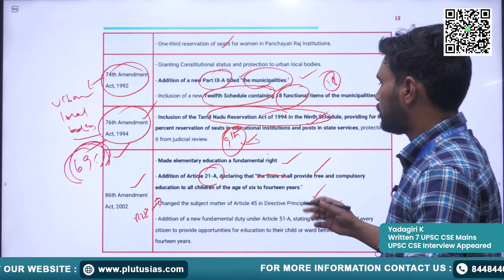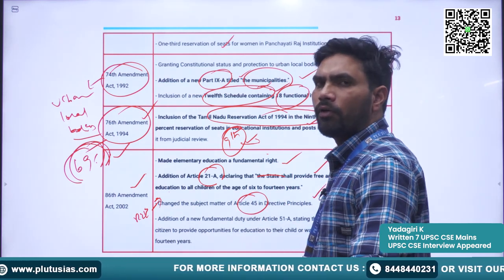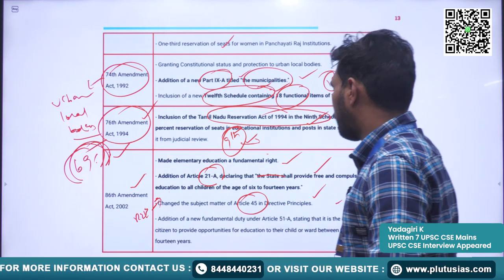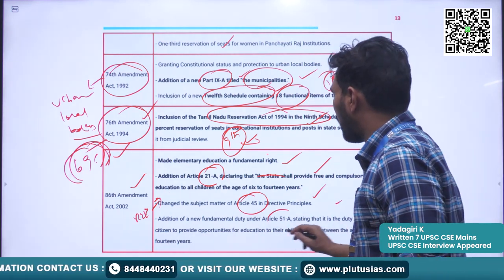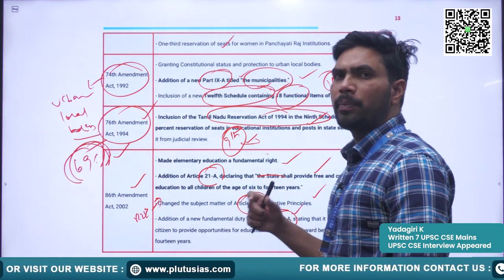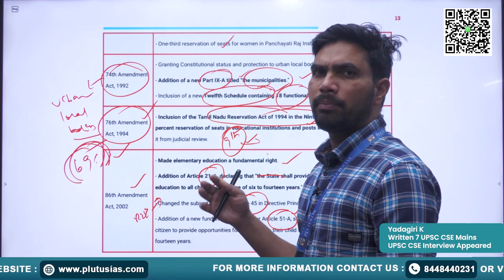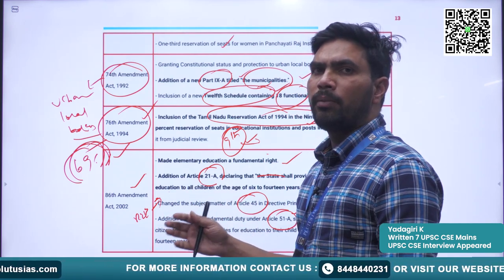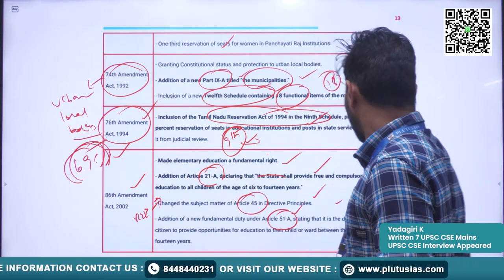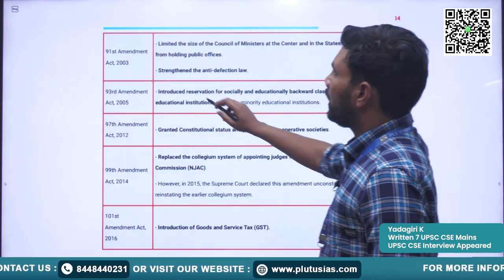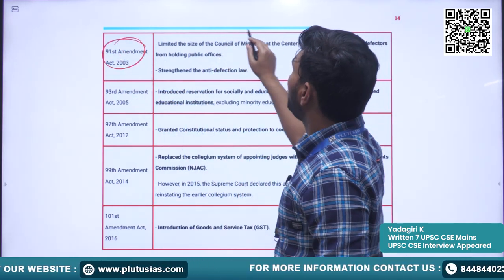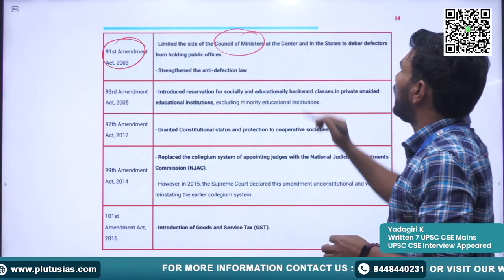It also amended the language of Article 45, which is incorporated in the Directive Principles of State Policy. Similarly, it also added a new article in the fundamental duties and made it a fundamental duty of the parent or the guardian to provide elementary education to the children between 6 and 14 years of age. Right.